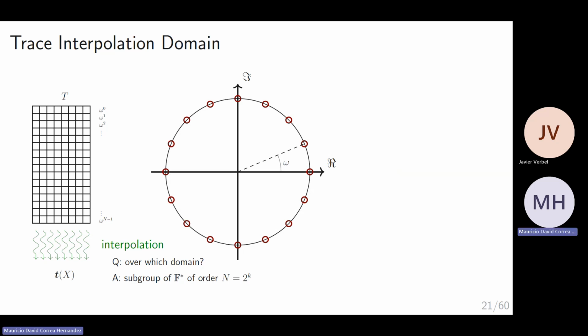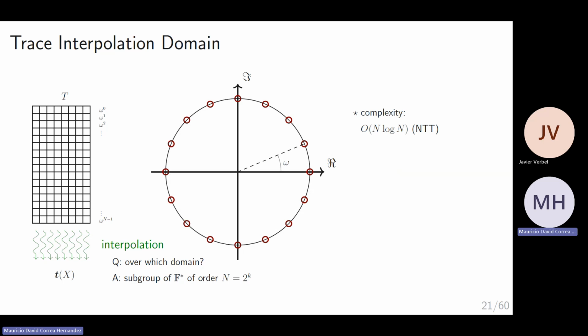If your first reaction is you cannot just associate the complex unit circle with the multiplicative subgroup of a field, yeah, forget about that. It's okay. It really is okay. I'm quite sure there is a bijection here, and even if there isn't, it does capture the right intuition. So every one of these red circles on the complex unit circle will be associated with one row in the trace.